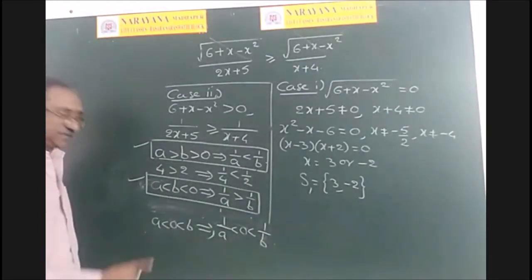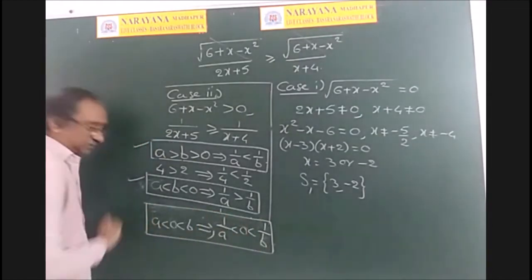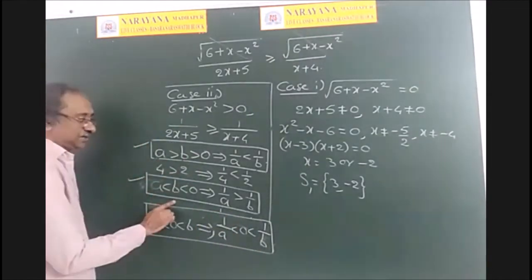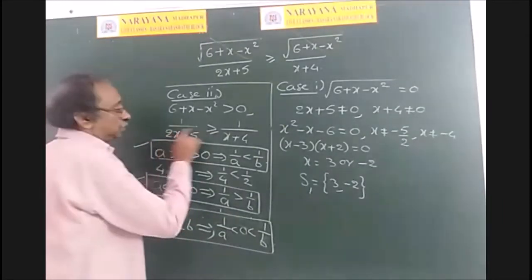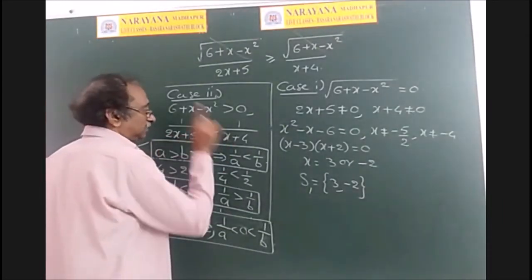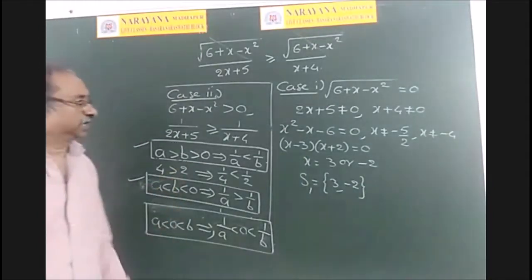When can we write like that? If one is negative, one is positive, we can write like that. But if both have the same sign, greater than becomes less than, less than becomes greater than. But here, we should know first of all whether these two are positive or negative, one negative or one positive. Okay, so write down up to this.